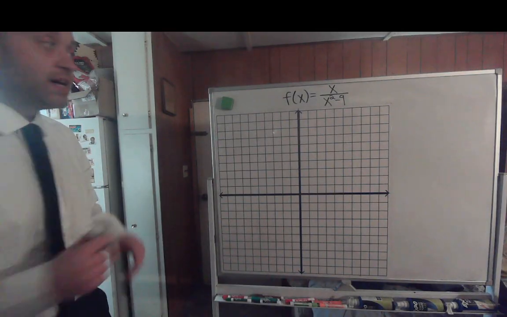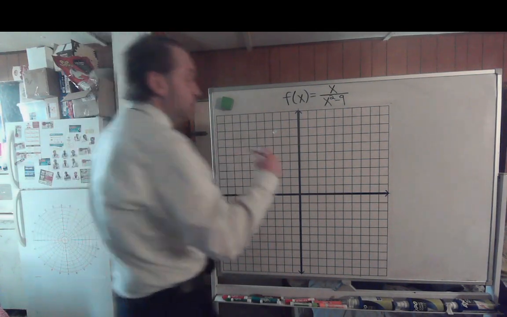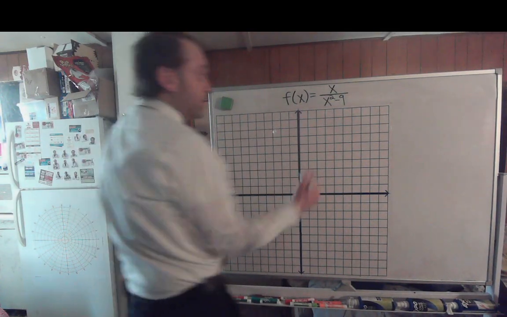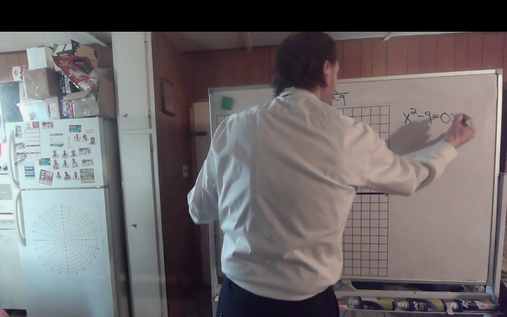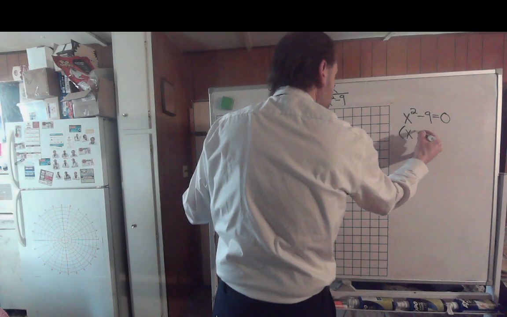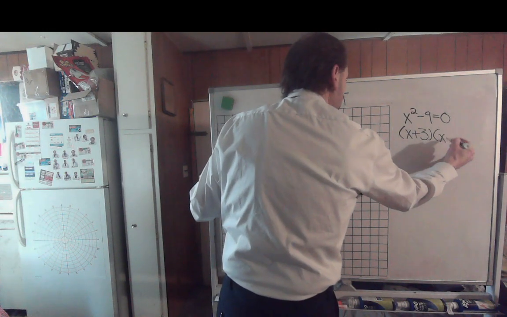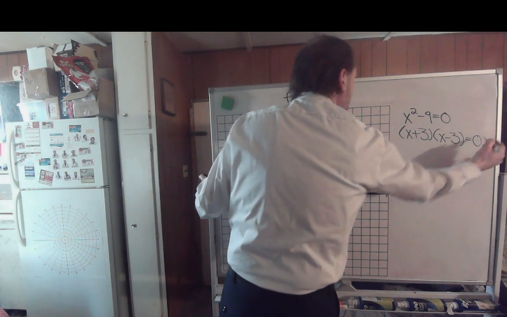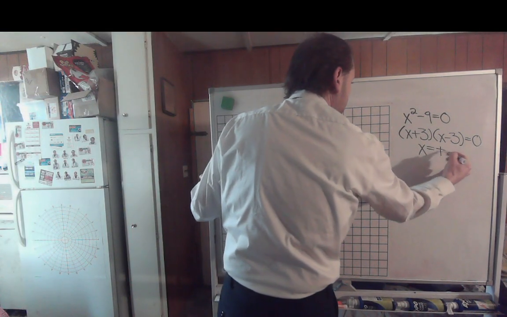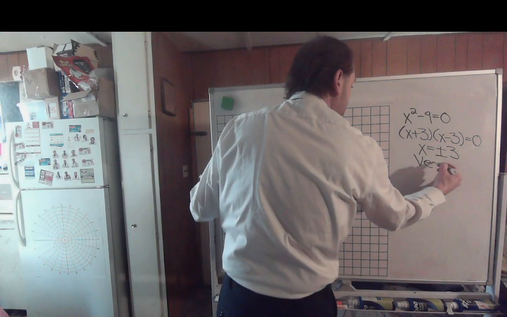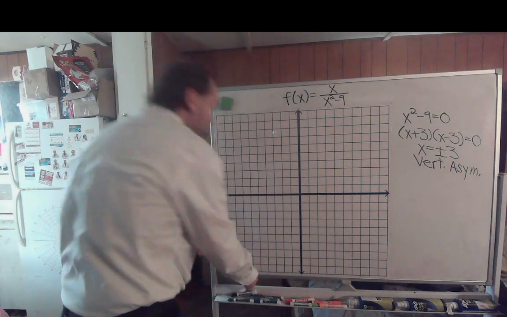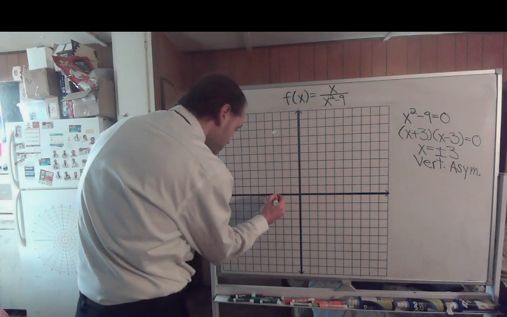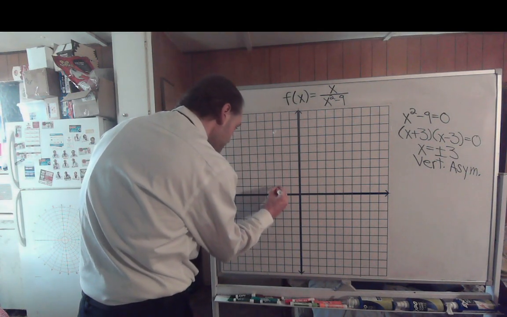So again, we're going to find our vertical asymptotes. To do that, you take your denominator, set it equal to 0. That means x squared minus 9 equals 0, which could factor into x plus 3 times x minus 3 equals 0, which means x would equal both plus and minus 3. You actually have two vertical asymptotes. So yes, you can have two vertical asymptotes. Those are both going to be found at plus and minus 3.